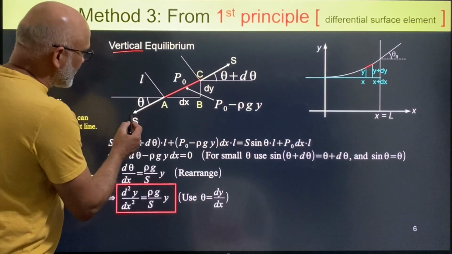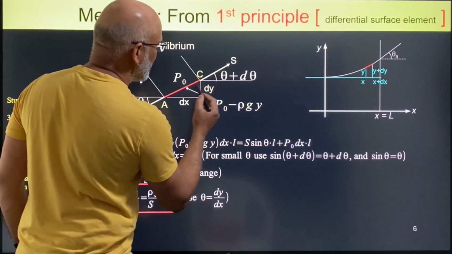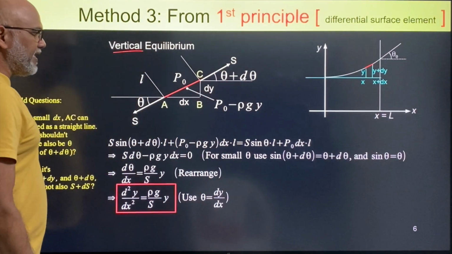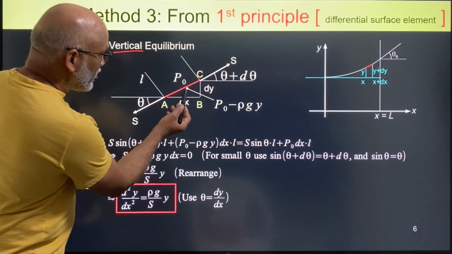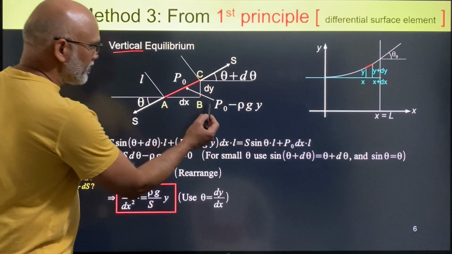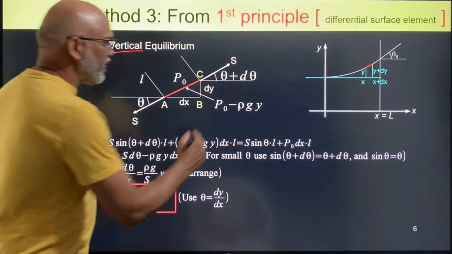So we have a surface tension S at an angle theta, and at x plus dx, the same surface tension at theta plus d theta. And then pressure on the top is atmospheric pressure. Pressure on the bottom of the surface element is P naught minus rho gy. We already figured that out in the previous method.